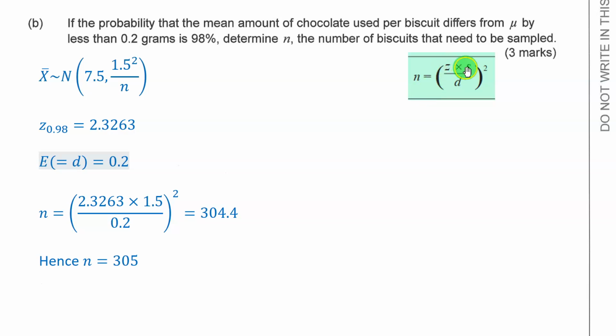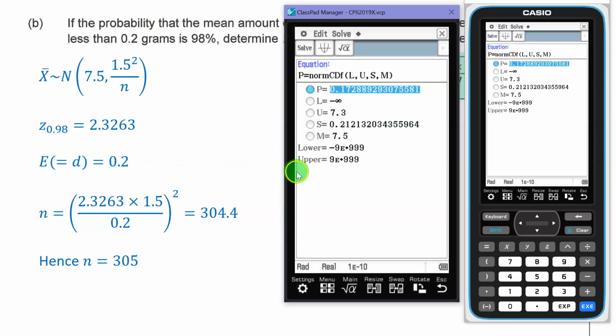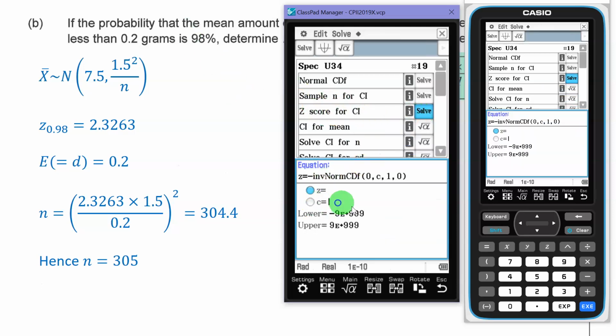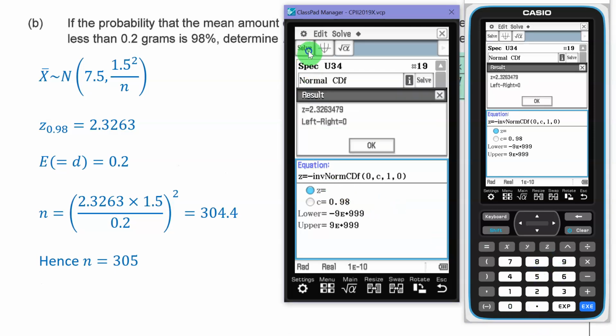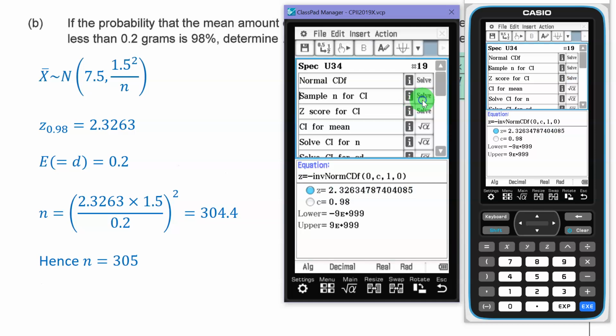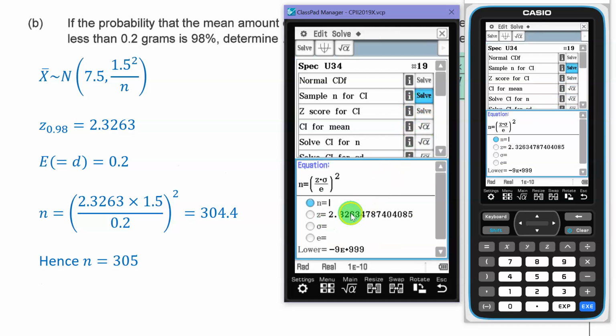So we want Z, S, and E, the margin of error, which is 0.2. We've got a copy of that in here. If I shut this window, I want the Z score for 98% first. So I'm going to tap into this window, put in my level of confidence as 0.98 and solve. So the Z score is 2.326. There she blows. And then when we go into the window above, it's already waiting for us.